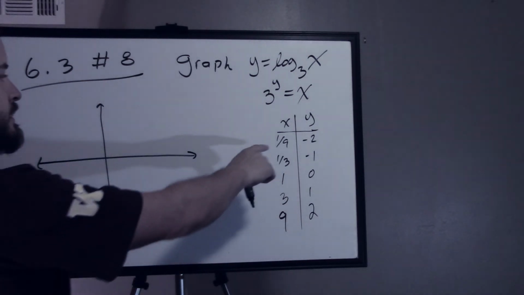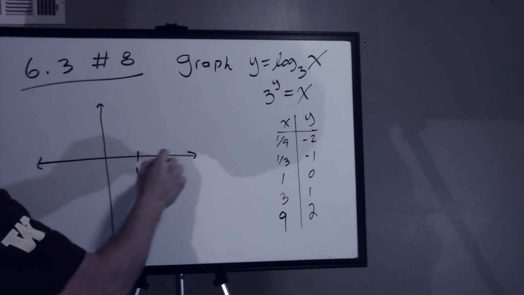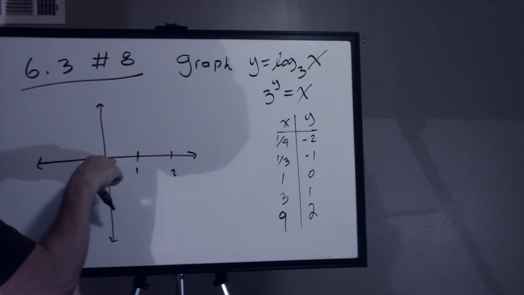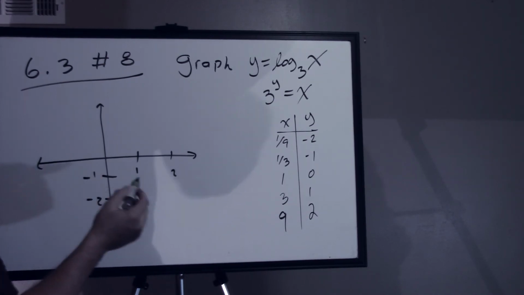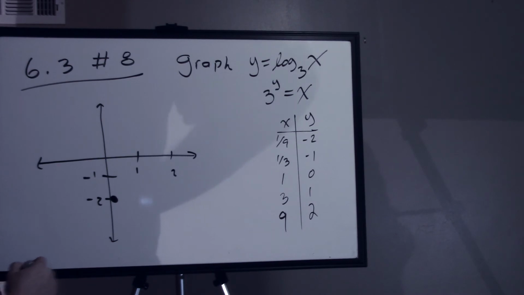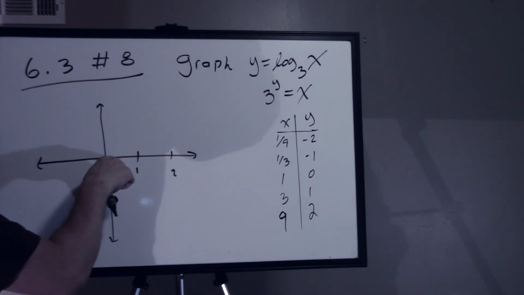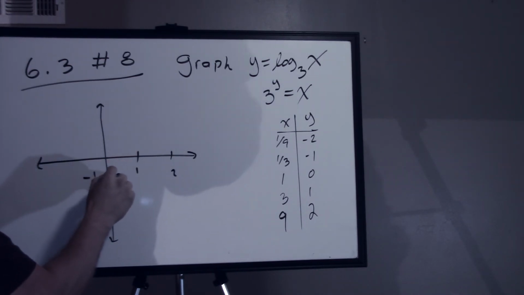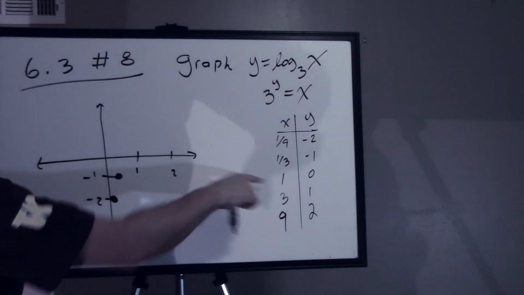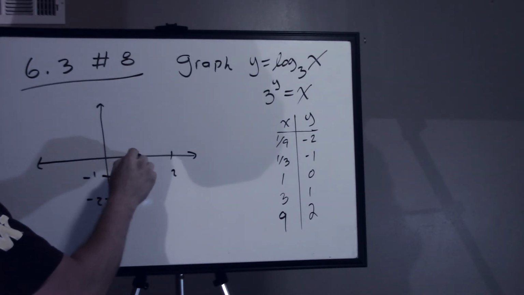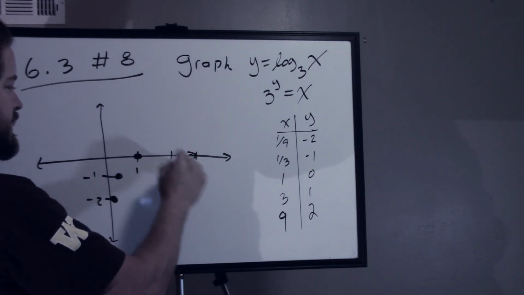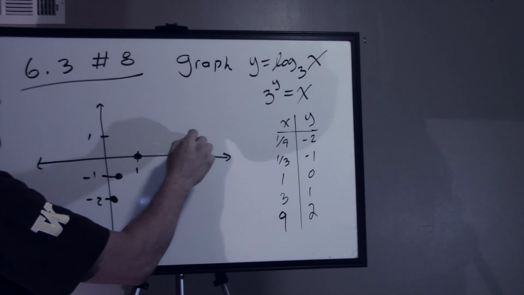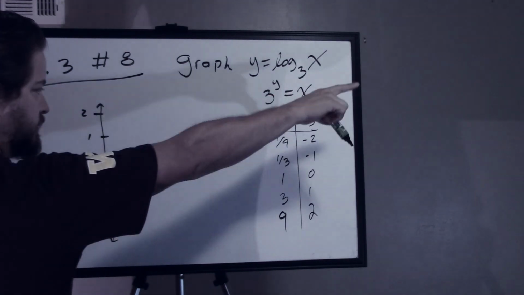I have a few points. X is 1/9, so just barely off of the y-axis when y is -2, so like right there maybe. X is 1/3, so somewhere in here when y is -1, so there. X is 1 when y is 0, right? And I have a few points. X is 3 when y is 1, and then when y is 2, it's all the way over there.